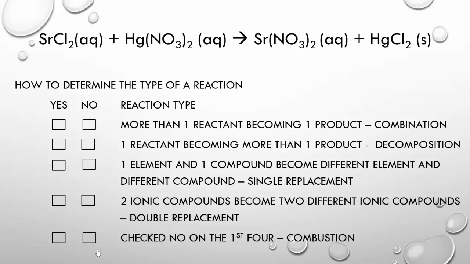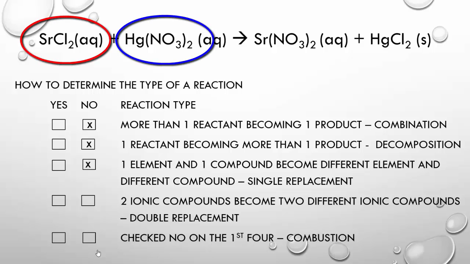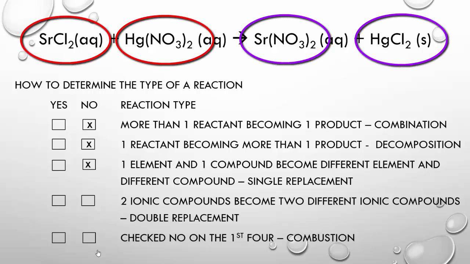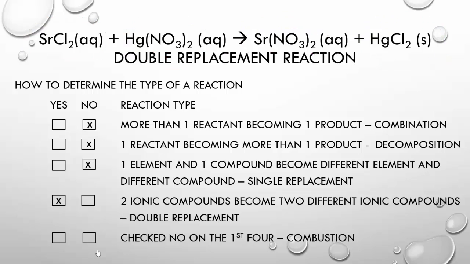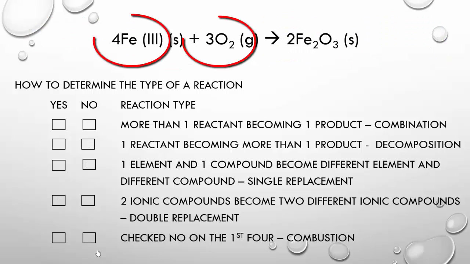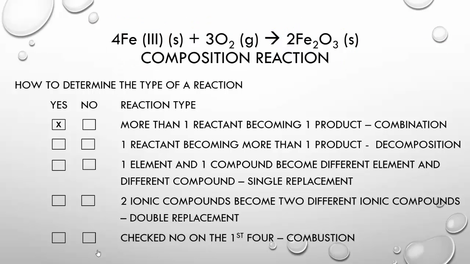More than one reactant? Yes. One product? No. One reactant? No. One element and one compound? No. Two ionic compounds? Yes. Becoming two different ionic compounds? Yes. Double replacement reaction. More than one reactant? Yes. Becoming one product? Yes. This is a composition reaction or a combination reaction.